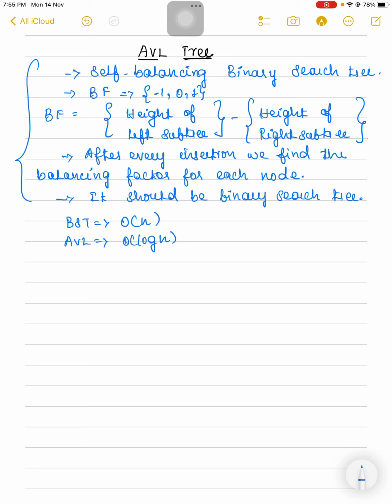Why? Because every time we are just going to make it balanced. After inserting each and every node in the AVL tree, we check whether all the nodes are balanced or not, like whether the balancing factor falls under -1, 0, or 1. When it is not balanced, we make it balanced using some rotations. Rotations will be discussed further. Since we maintain a balanced binary search tree all the time, the complexity for the AVL tree is big O of log n alone. So the searching operation can also be done in the AVL tree with the same complexity, which is big O of log n.